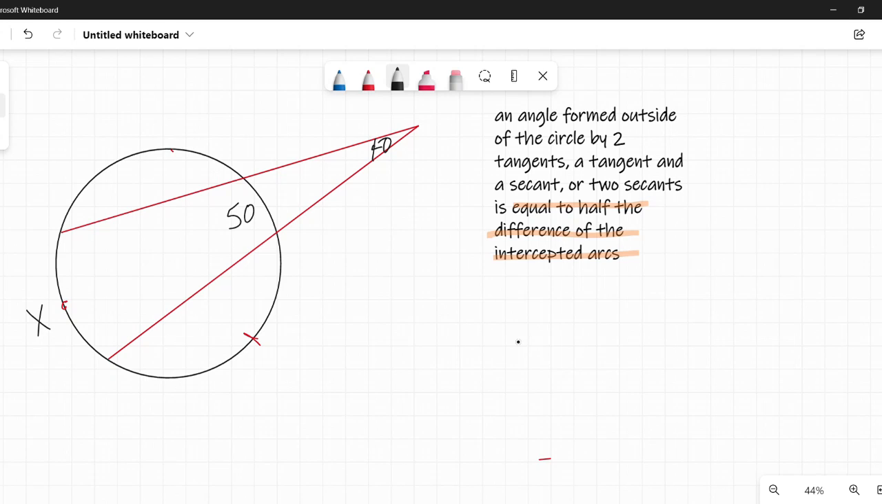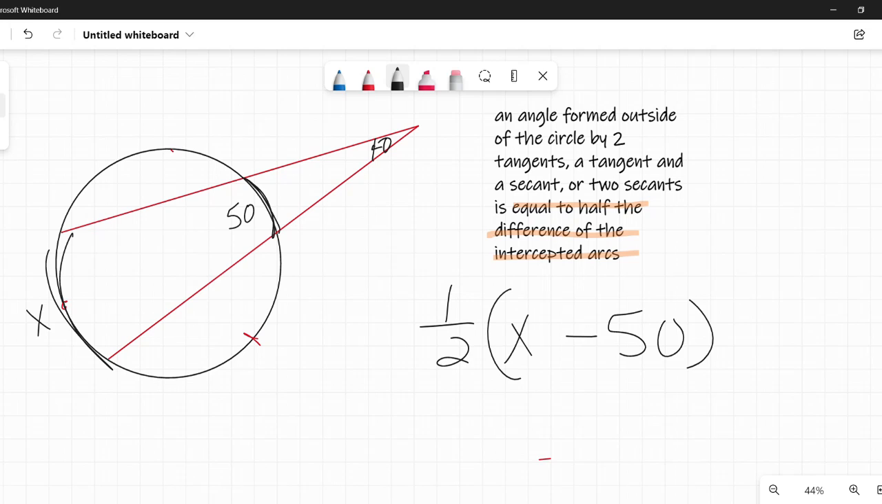We know that for 2 secants with an angle outside, it is half the difference. We have the bigger arc out here, that is x. We're going to subtract the smaller arc here, that is 50, and half of that is equal to that outside angle. In this case, that's 40 degrees. I could distribute this 1/2 throughout and then solve, but I'm going to get rid of the 1/2 instead. Both ways work. It doesn't matter which way you do. This is just a personal preference.